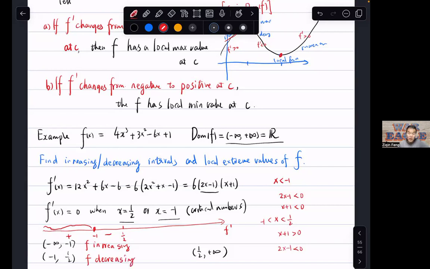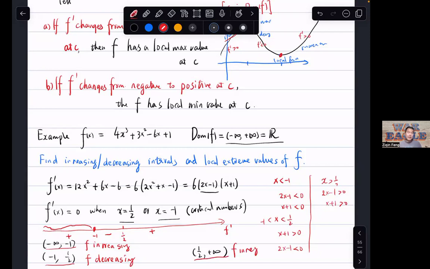And from 1/2 to infinity, you can check that when x is greater than 1/2, then 2x minus 1 is greater than 0 and x plus 1 is greater than 0. So both factors are positive, so the derivative is positive. So f prime is positive in this case, and f is increasing. The function has two increasing intervals and one decreasing interval.